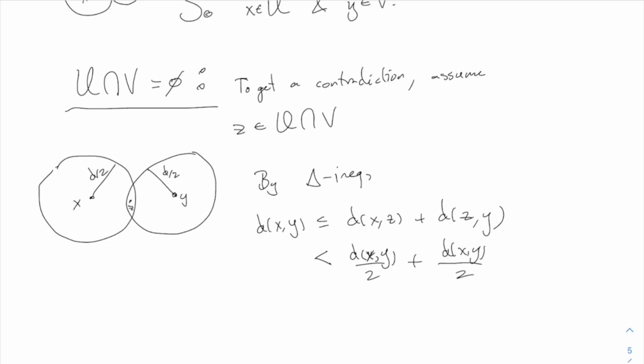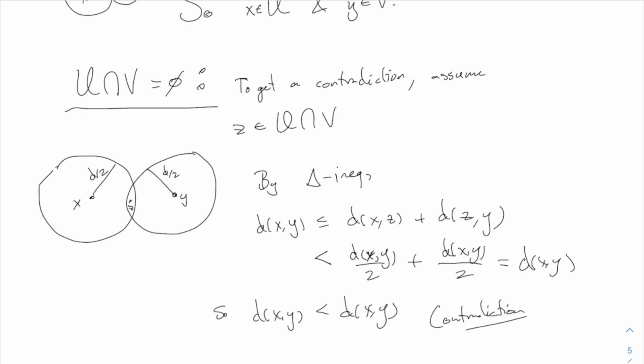Anyone see the contradiction with that? Yeah, the 2 added together equals the distance from x to y. Right, you just add these up and it equals the distance from x to y. And now we've shown that the distance from x to y is strictly less than the distance from x to y. And that's the contradiction. All right. So it really is all about the triangle inequality.